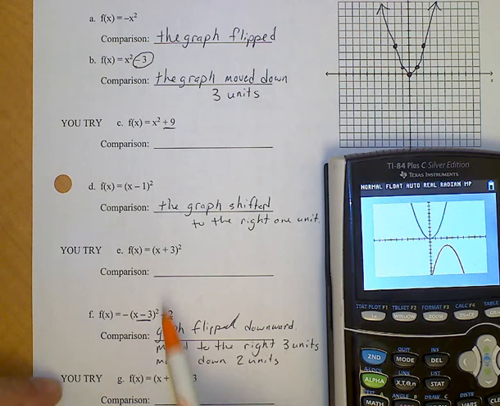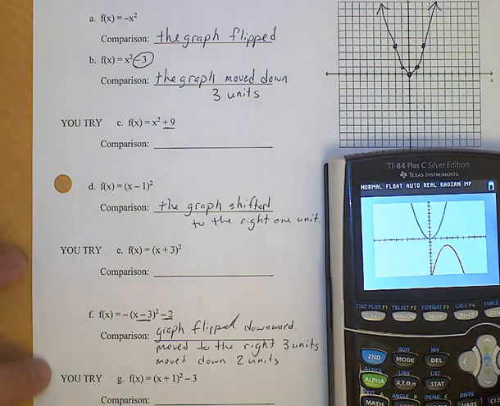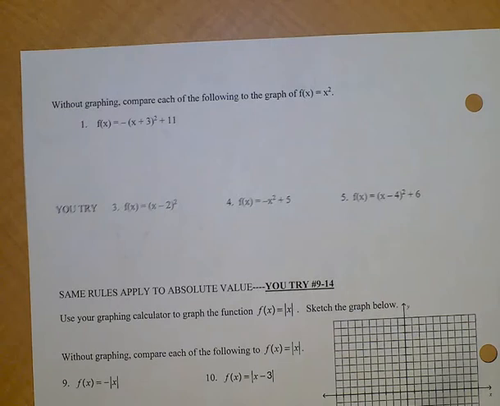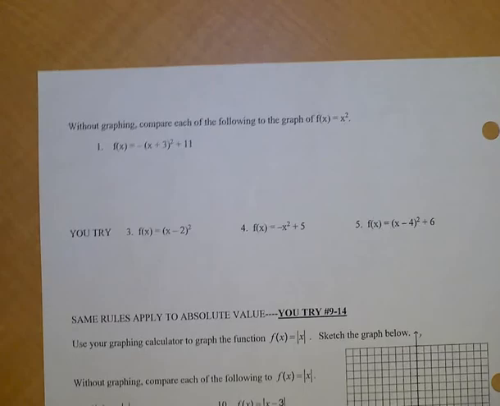I know the negative made it flip. This -3 inside the parentheses moved it to the right 3 units, and the -2 on the outside moved it down. Alright, but you guys probably do some more practice, so why don't you try the next few tries. I'm going to flip over to the back. And this is exactly what I was just saying.